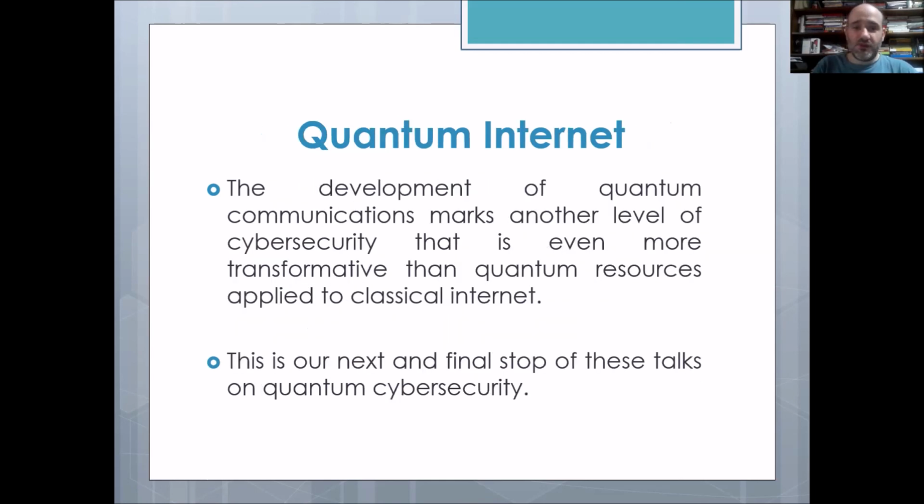The other level is the quantum internet. The development of quantum communications marks another level of cybersecurity that is even more transformative than quantum resources applied to the classical internet. And this is our next level, and our next stop in these talks on quantum cybersecurity, which is quantum cybersecurity in a quantum environment. So that's all for this one. Next will come the following.